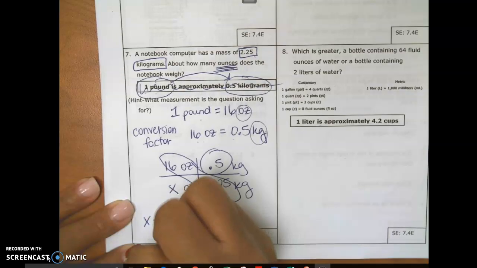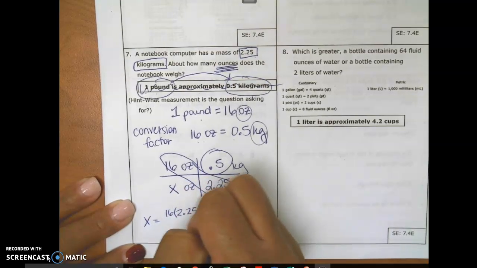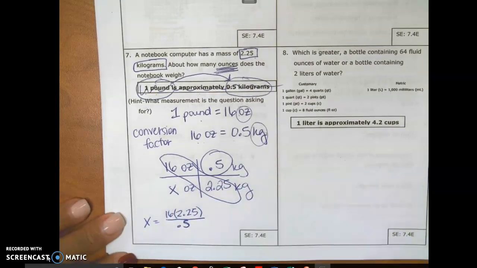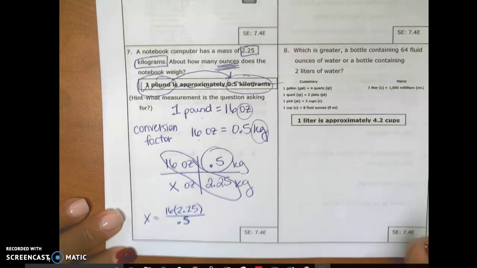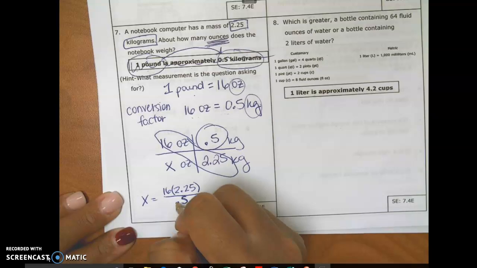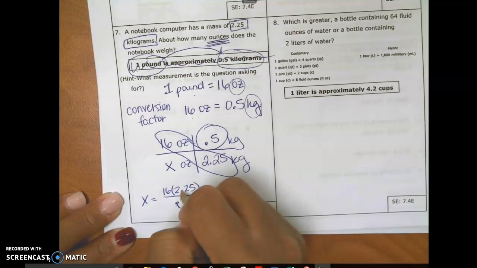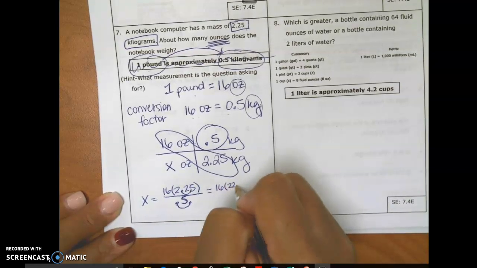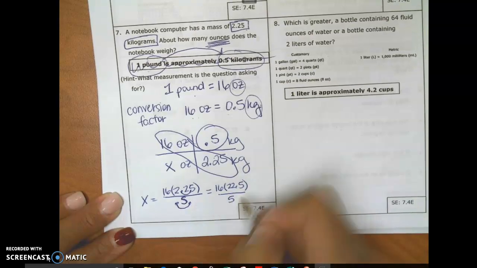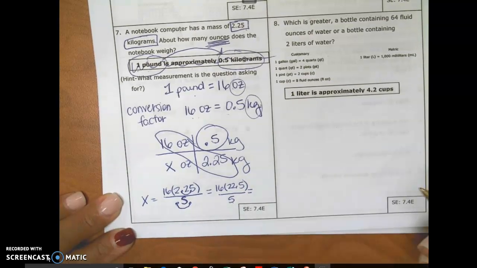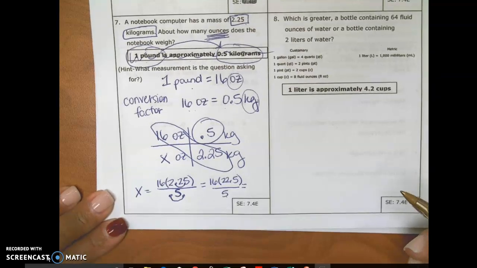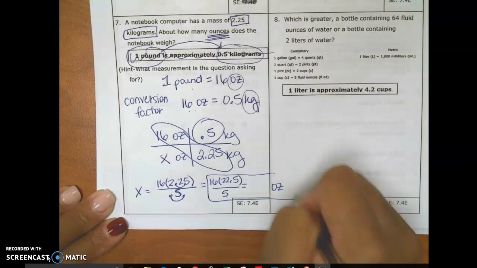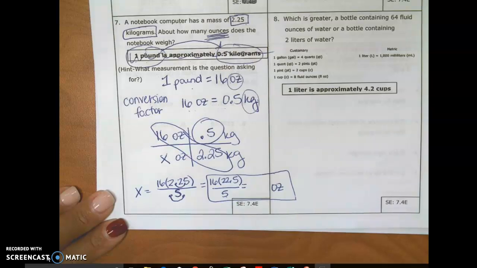X equals 16 times 2¼ divided by ½. Not 5, but 0.5. If I want to get rid of this decimal, then I can move this one place over, and then I'll need to do that to one of these numbers up here. So then this will become 16 times 22.5 divided by 5. I need a whole number down here anyway. And this answer will be in what units? Kilograms or ounces? Ounces, because that's what's missing. So you need to do T-bow and figure out how many ounces that is.